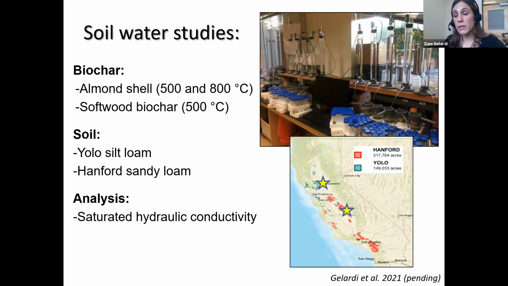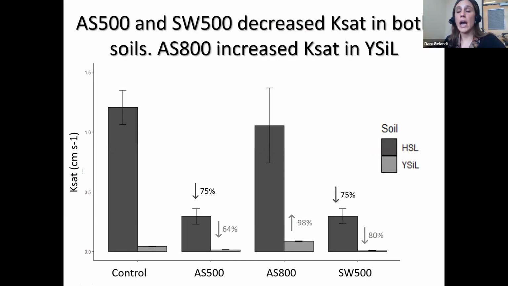Here I had 3 different biochars amended to 2 different soils, and I tracked how quickly the water moved through. On the y-axis, we have hydraulic conductivity that is measured in centimeters per second. Here on the x-axis, I have the control and the 3 different biochars I used. The darker bars are a sandier soil, the Hanford sandy loam. The lighter bars are the Yolo silt loam.